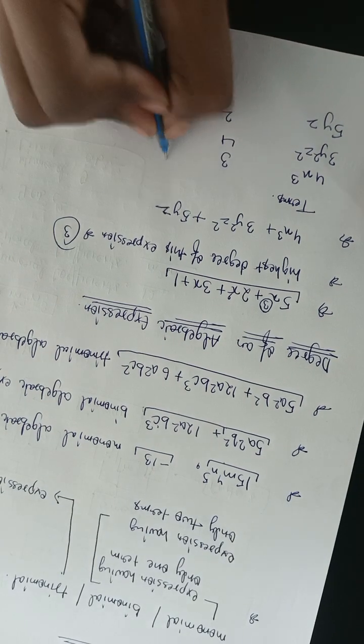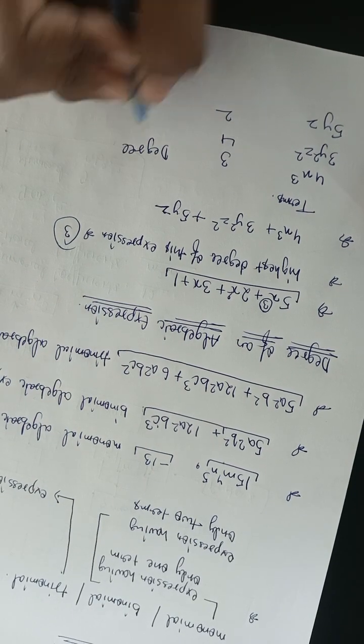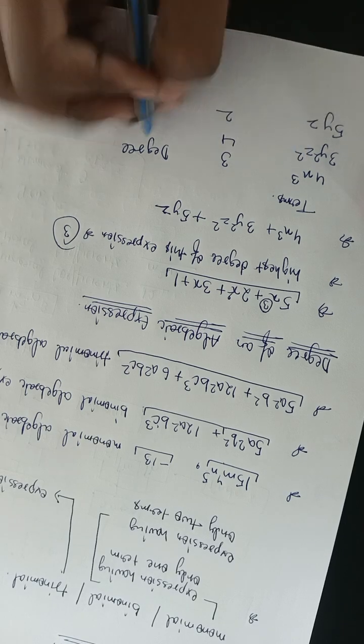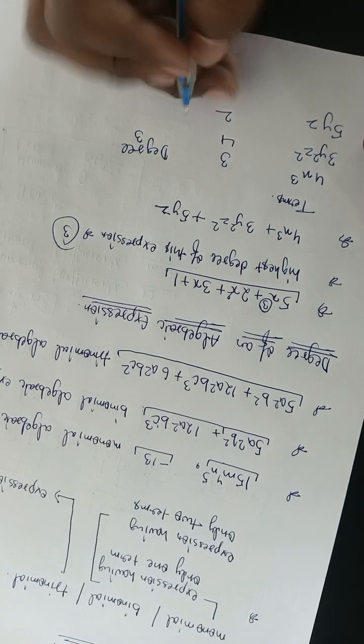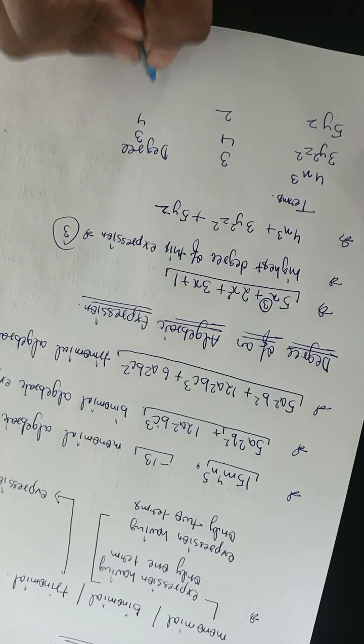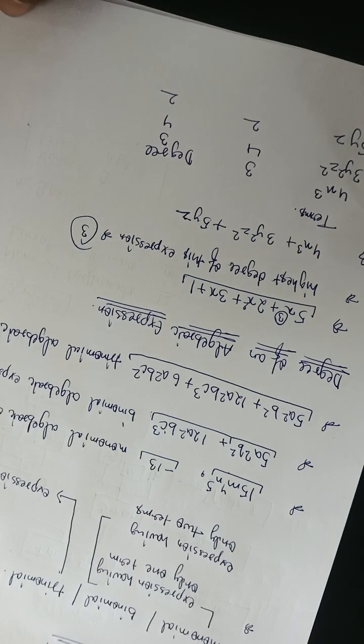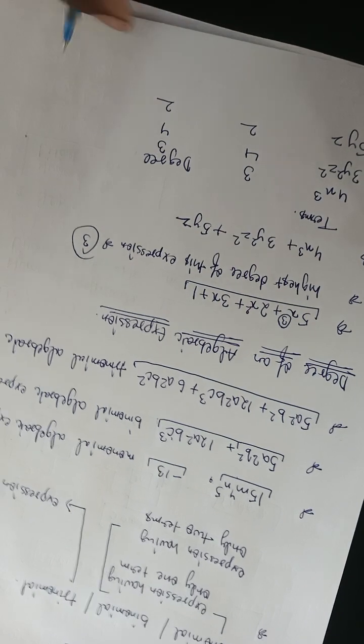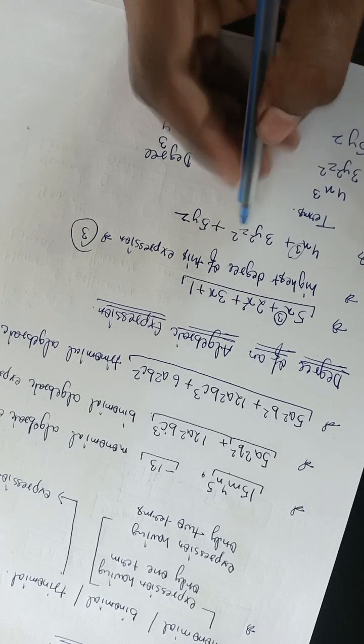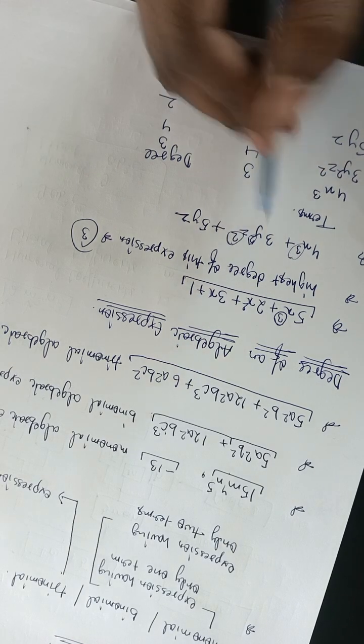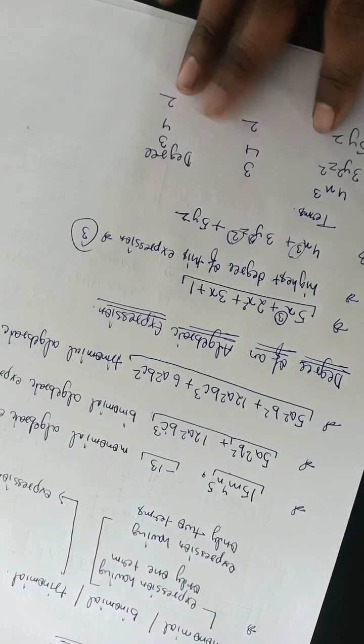And what will be the degree? The degree for this term is 3, for this it is 4, and for this it is 2. Degree is nothing but the powers present in the algebraic expression. Is that clear?